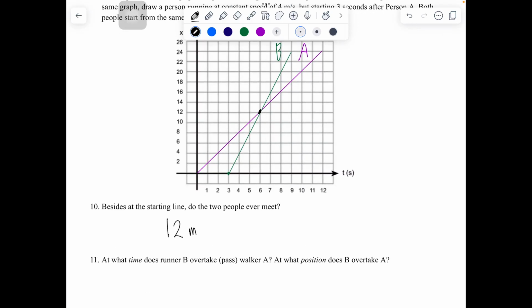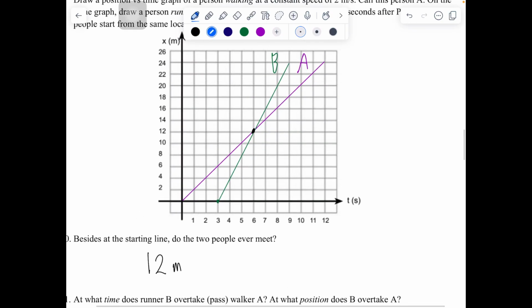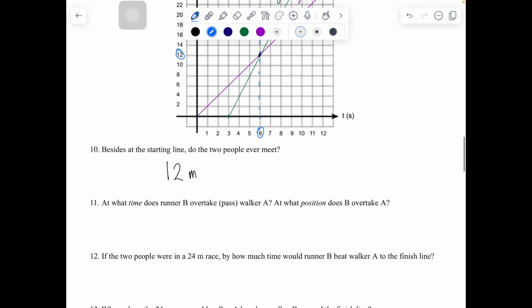At what time does runner B overtake walker A? Well, at 6 seconds, runner B overtakes runner A. We can see at that point, they're at the same position, at the same time, but then afterwards, B has surpassed A. So at 12 meters is the position. That's also exactly where they met. And we know the time that happens is 6 seconds.